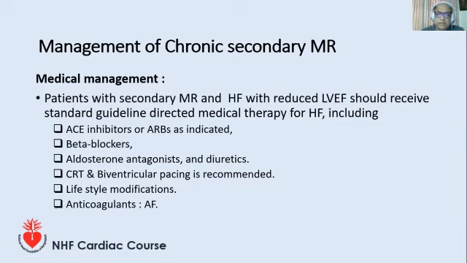Regarding management of secondary mitral regurgitation, also called functional mitral regurgitation, it means the valves are normal, but there are problems in the heart muscle. That means the heart muscle makes the valves problematic. Medical management is that patients with secondary mitral regurgitation and heart failure with reduced LV ejection fraction should receive standard guideline-directed medical therapy for heart failure, including ACE inhibitors, ARBs, beta blockers, and aldosterone antagonists. CRT with biventricular pacing is strongly recommended for secondary mitral regurgitation. Lifestyle modification is another important issue, and also anticoagulation in atrial fibrillation.